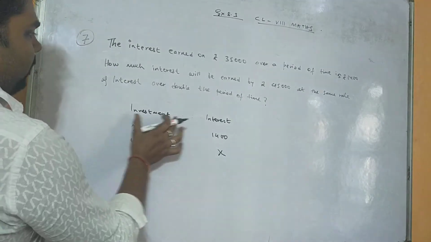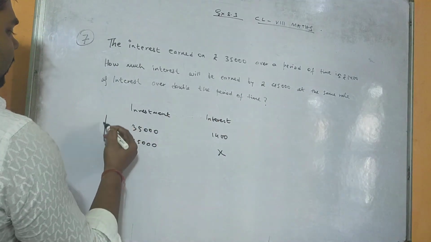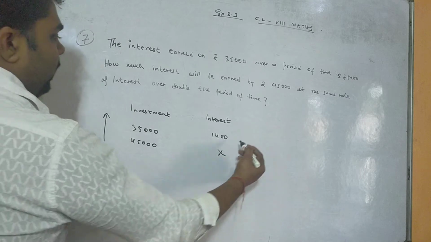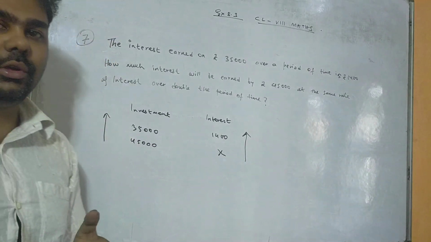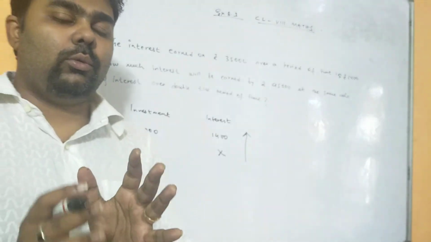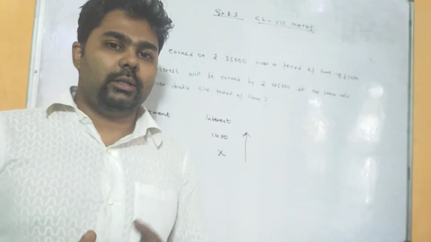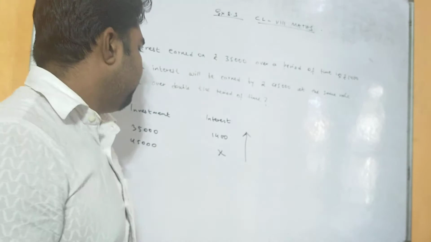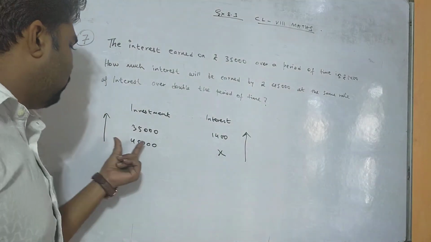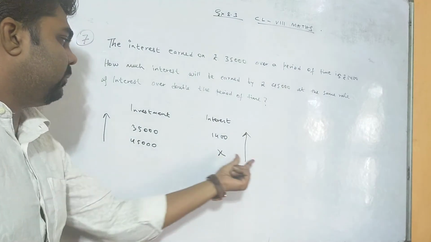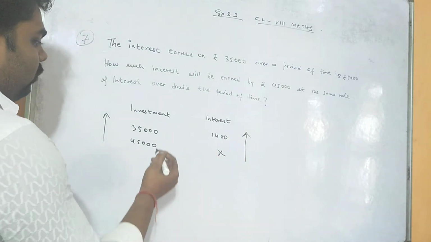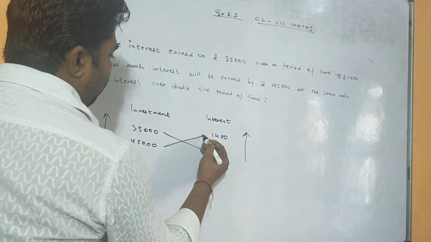Now you see investment and interest. If you invest more, that means you will get more interest, right? So the more you invest here, the more interest you will get. If you keep less money in your bank, then you will get less interest, right? So this is a direct variation. When investment is increasing, interest is also increasing. That is denoted by an arrow. That is direct variation. So as it is a direct variation, we will cross multiply.